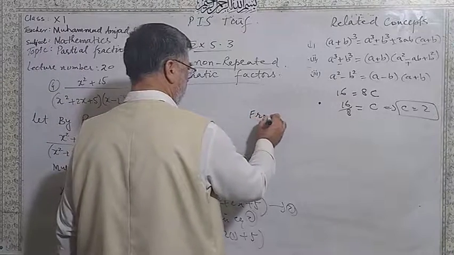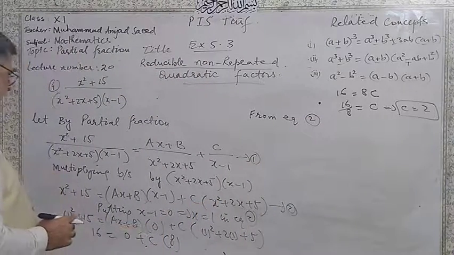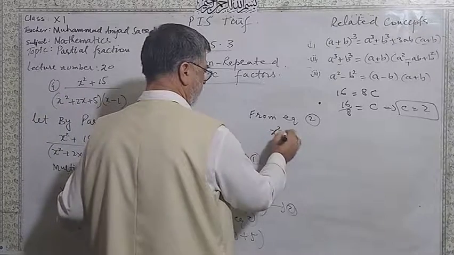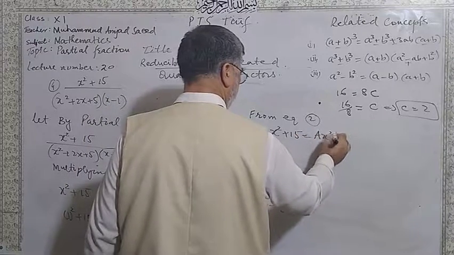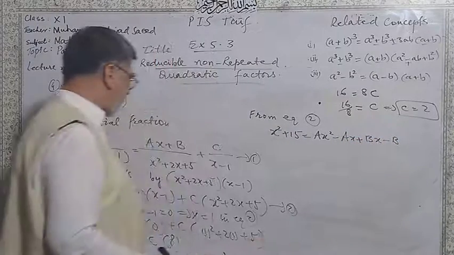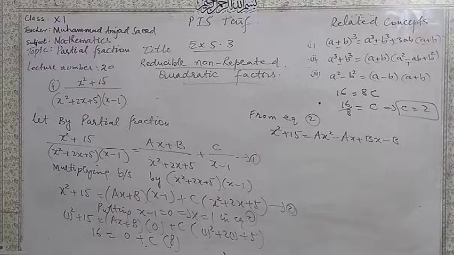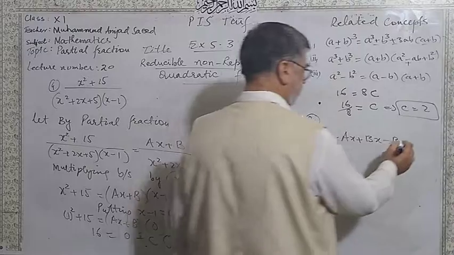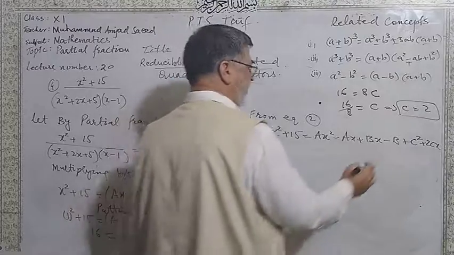From equation 2, we will have x square plus 15 is equal to ax square minus ax plus bx minus b. Remember that we have multiplied these brackets, so ax square minus ax plus bx minus b, and here is cx square plus 2cx plus 5c.